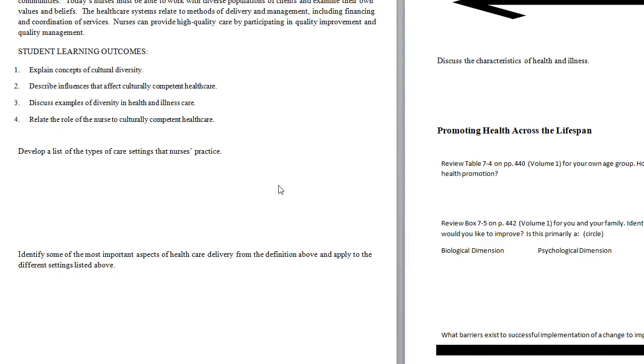Values and beliefs. Do my values and beliefs rub off on how I deliver care to my patients? Scope of practice. Am I practicing within my scope of practice? We will definitely talk more about that in the future, because that's a huge aspect of how we are represented as a professional nurse. Healthcare systems, coordination of services, and of course the financial considerations. That's a big one because there are people out there who still do not have insurance, and patients are concerned not only about their health, but about how they're going to pay for it. So those are some of the most important aspects of healthcare delivery from the definition that I read you that is in your syllabus. I just wanted to go over that with you. All right?